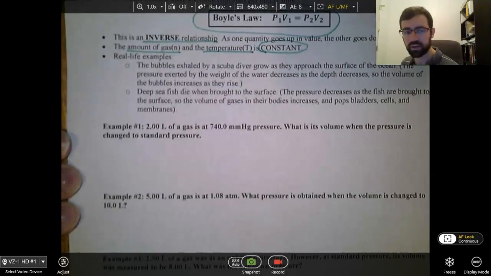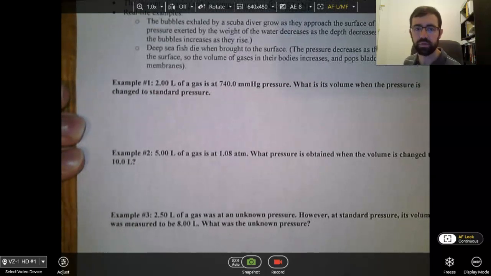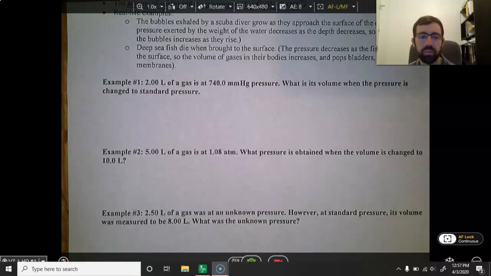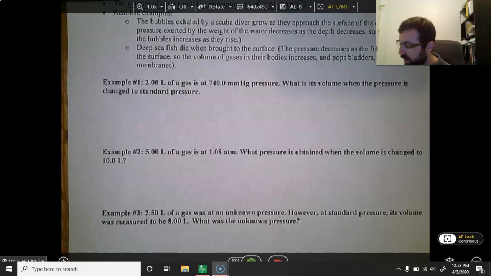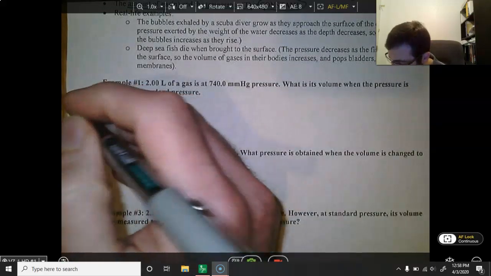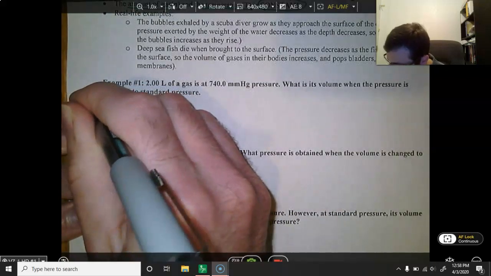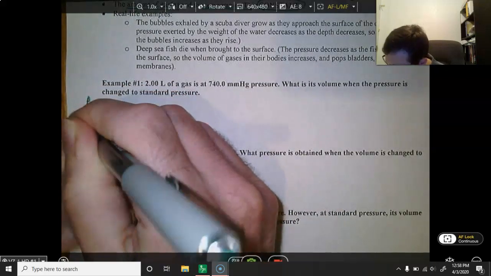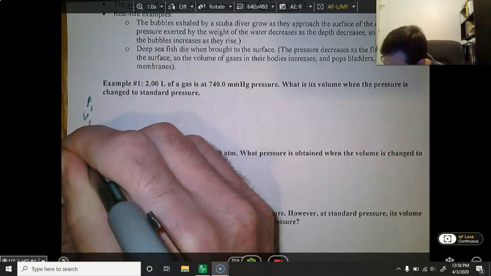All right, let's look at this first example. This problem involves Boyle's law. It has volume and pressure. It has two different values for volume and pressure. Remember, our equation is P1 V1 equals P2 V2. So we're going to label that out: P1, V1, P2, V2.